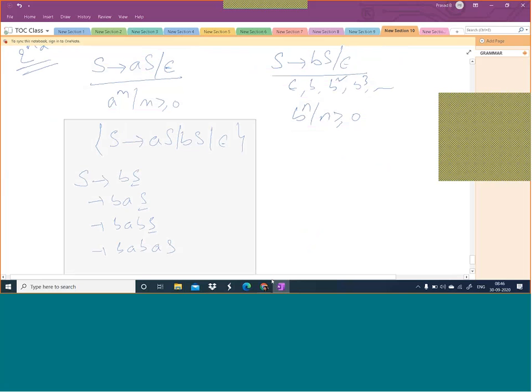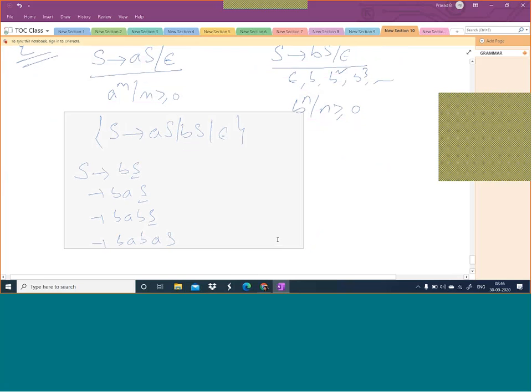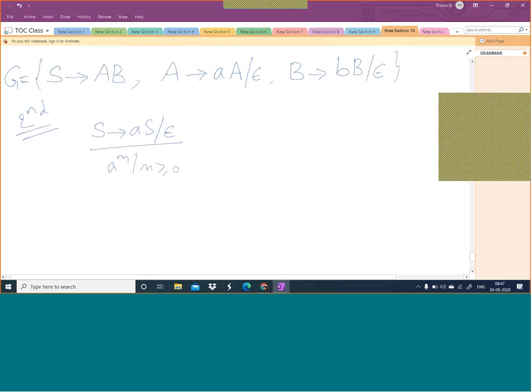Look at this. This gives A power M. Look at this, S derives AS, then epsilon. Now give epsilon directly. Now take S derives SB. In S place, if you substitute epsilon, it will give B, or in S place again SB, then epsilon it gives B square, or again SB, then epsilon it gives B cube, and so on. This will give B power N, N greater than or equal to 0.